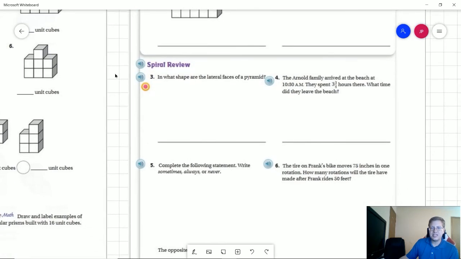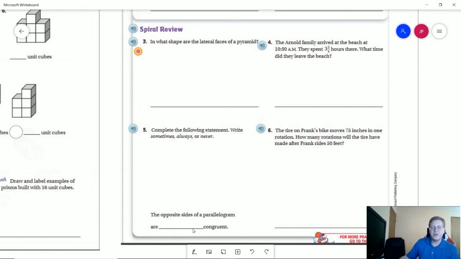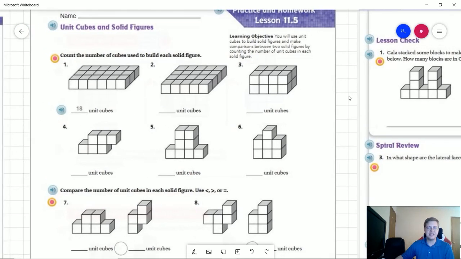I don't think there's anything that I need to discuss with this. Oh, I want you to take a look at number 5. So the opposite sides of a parallelogram. So think about what we have done over the last few lessons with our shapes and see if they are always going to be congruent to each other or if there might be something different. So number 5 would be the other one that I would ask you to take a look at. So those are the things I want to talk about for today for the lesson.